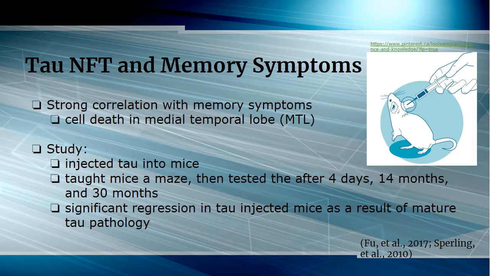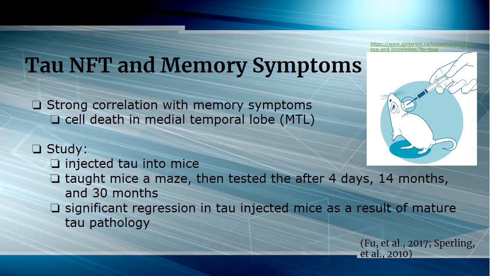Tau neurofibrillary tangles and memory symptoms. Tau neurofibrillary tangles are strongly correlated with multiple memory symptoms, predominantly spatial memory impairment. Research supports that the medial temporal lobe, as well as a distributed set of cortical regions, is vital for memory functions such as encoding, consolidation, and retrieval. However, in Alzheimer's disease, cell death, primarily in the medial temporal lobe, arises as a result of tau neurofibrillary tangles, disrupting memory function and retrieval.